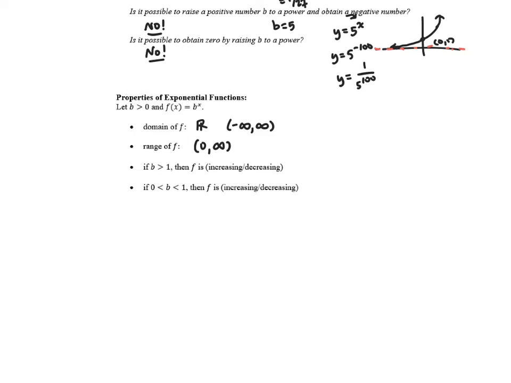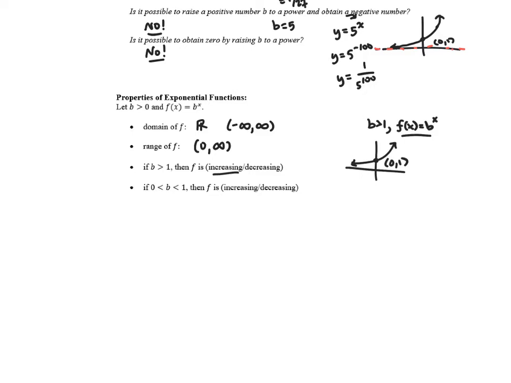Now if b is greater than 1, this function is going to be increasing. So if b is greater than 1 and f of x equals b to the x, our function will look like this to some extent, in which, of course, all functions of the form f of x equals b to the x will go through the point (0, 1).